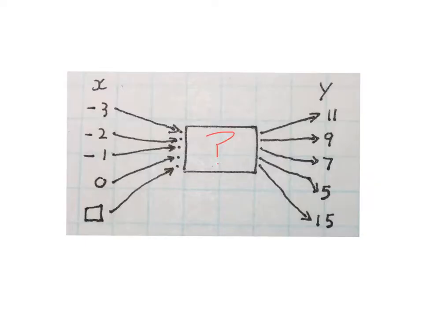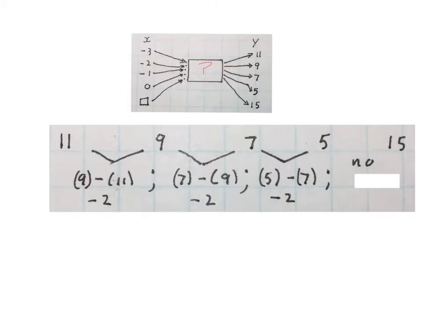It is our next flow chart, and they're asking us to find the relationship between the input values and the output values in this flow chart. We write down the output values and we find the difference if it exists. So 9 minus 11 gives me a minus 2, 7 minus 9 gives me a minus 2, and 5 minus 7 gives me a minus 2, and 15 minus 5 doesn't give me a minus 2, so he waits.